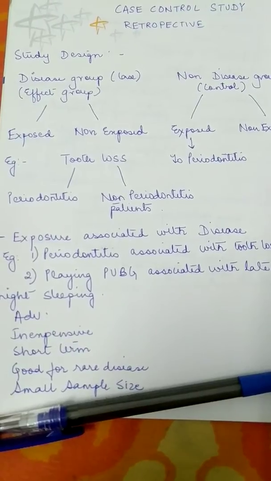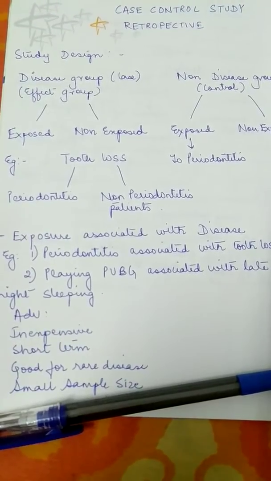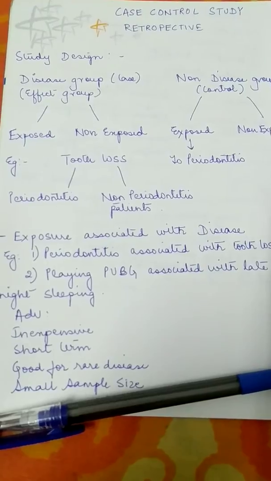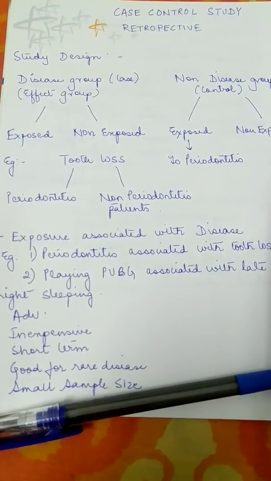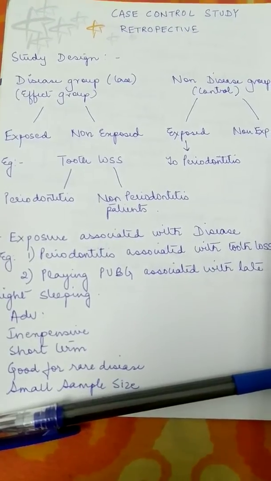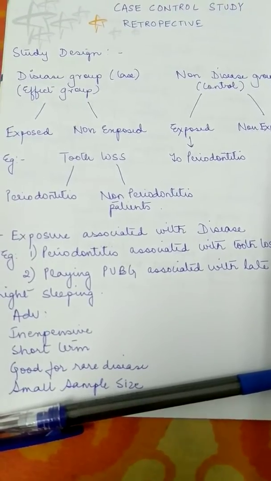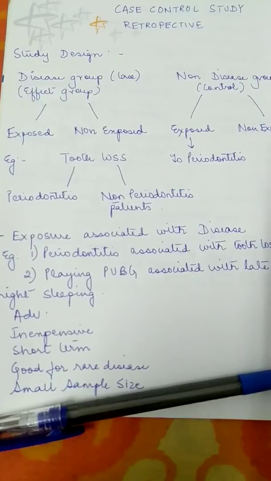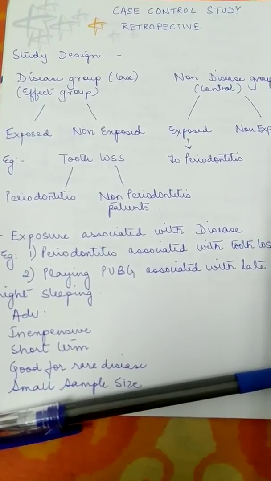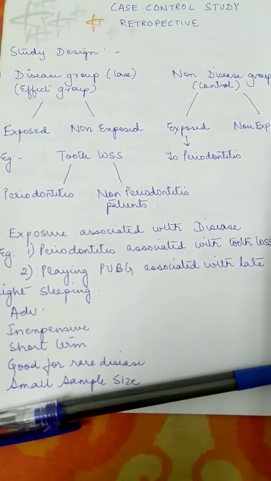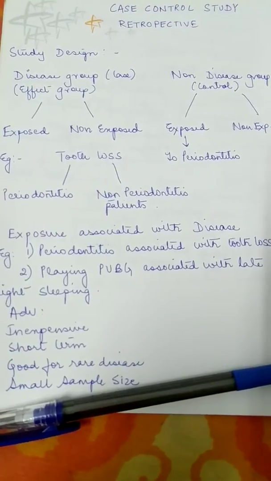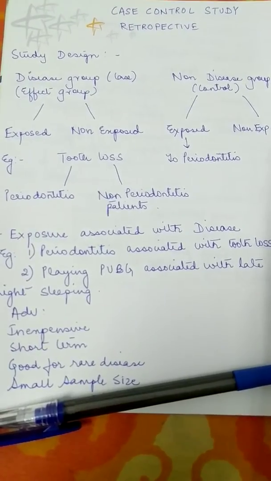Case control study or retrospective study. It is known as retrospective because it moves from the disease to the exposure. So already the disease has happened and we are trying to know what is the related exposure or the cause. So let us see the study design.